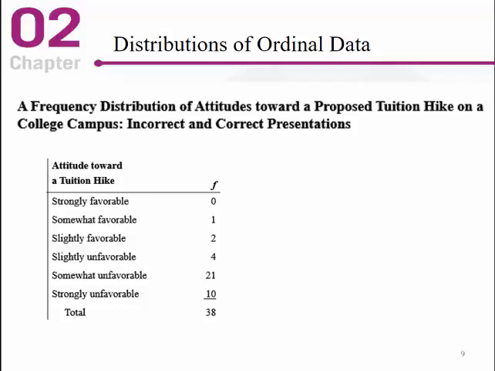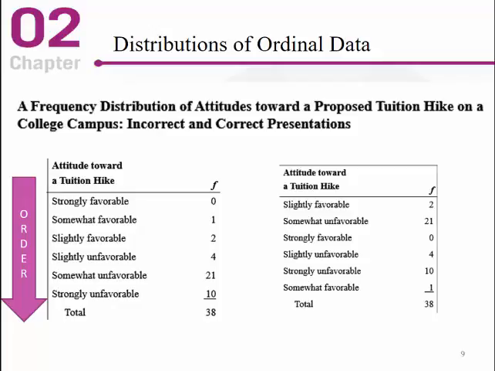So you can see there is some order to this, right? Strongly favorable, somewhat favorable. So we've gone from strongly favorable all the way to strongly unfavorable. So it doesn't make any sense if we would shuffle the categories like we were able to do in a nominal variable. So we couldn't do slightly favorable, somewhat unfavorable, strongly favorable, slightly unfavorable. It doesn't make any sense. They have to stay in order if we have an ordinal variable.